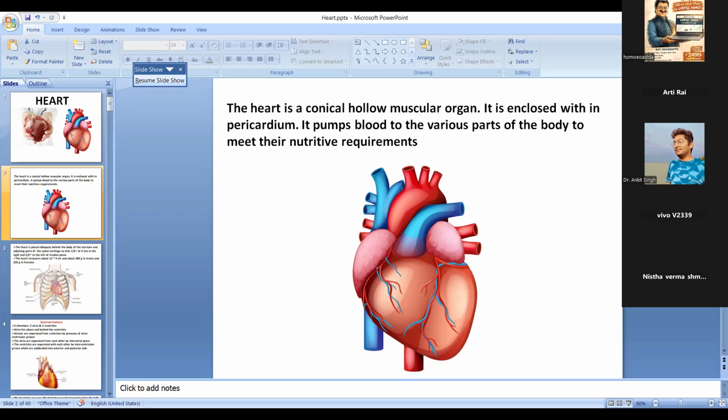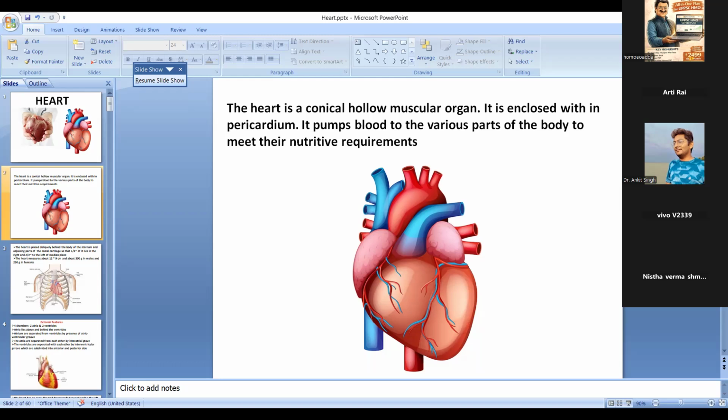In a few textbooks it is mentioned as pyramidal shape, or in a few textbooks it is described as the shape of our fist. But in general it is a conical hollow muscular organ, right? It is enclosed within the pericardium. So it has its covering, in the form of the pericardium, within which the heart is present. Once you cut down the pericardium, then you will be able to see the heart.